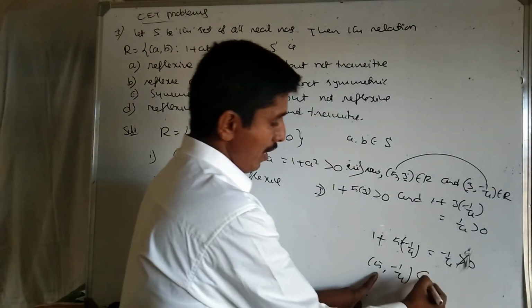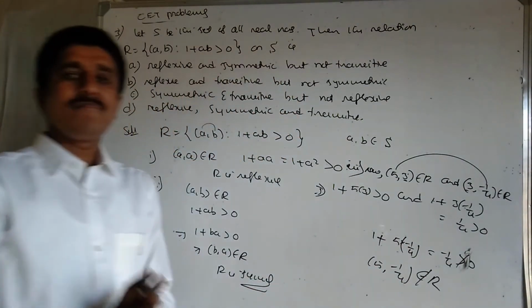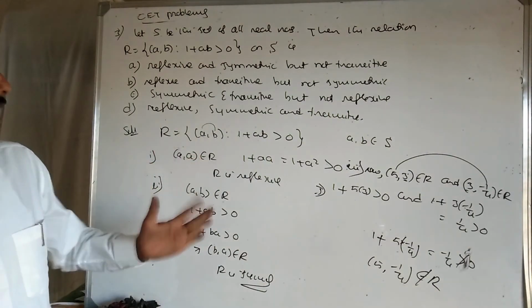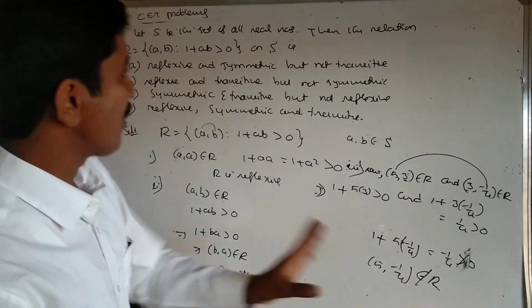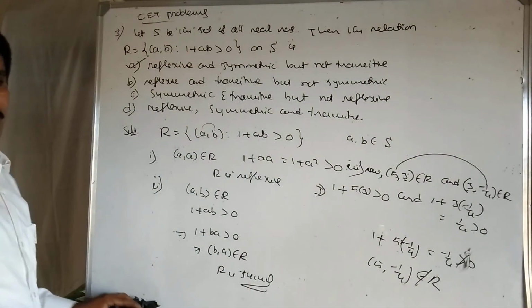Correct. Therefore it doesn't belong to the relation. Therefore it is not transitive. Clearly it is reflexive and symmetric. Which is the right option? Reflexive and symmetric but not transitive. Clearly option A is the right option.